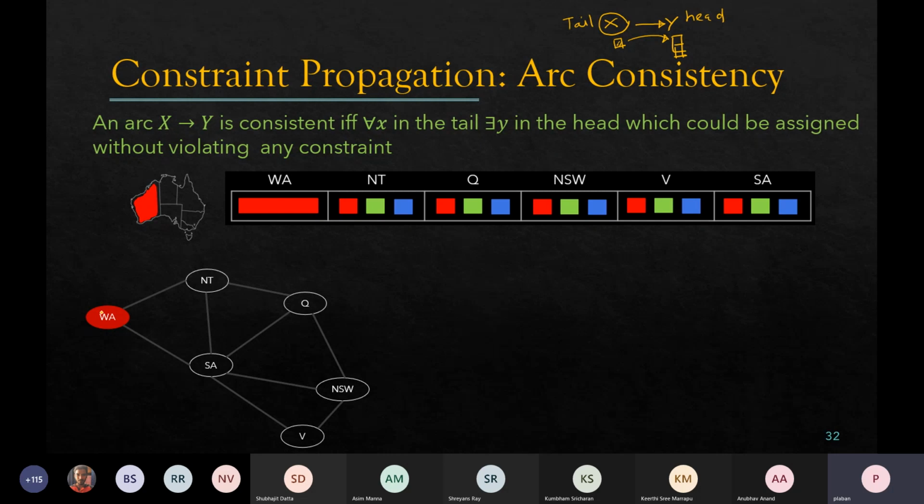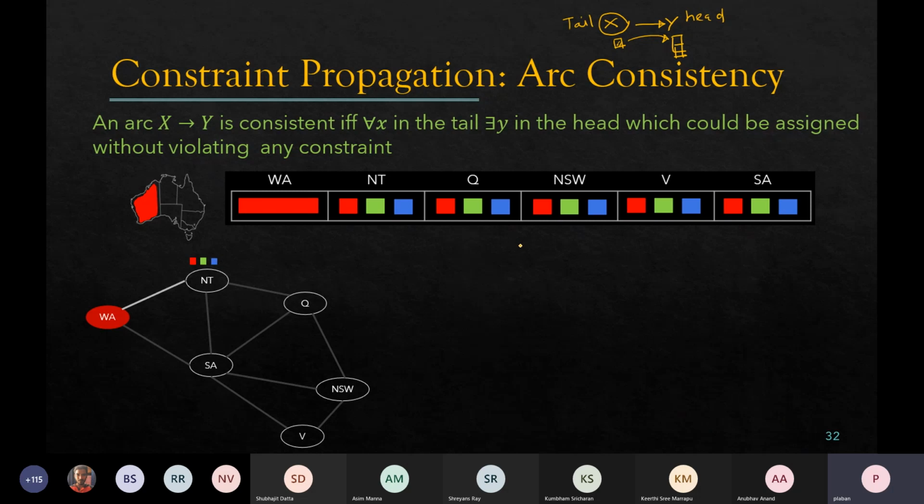Now we have assigned red to WA. Now I'll try to check whether this edge WA to NT is consistent or not. So we are checking the arc consistency of this particular edge, right? Now, what are the values that are possible for NT? Red, green, and blue.